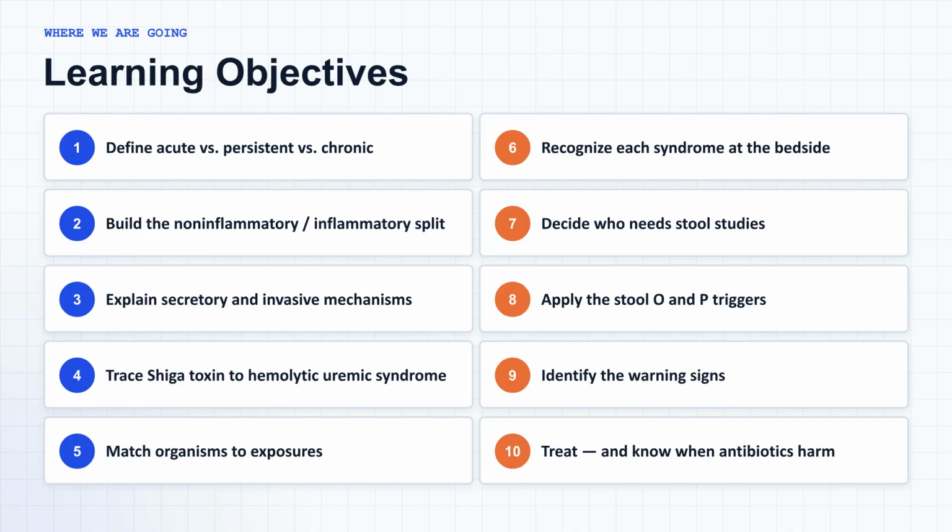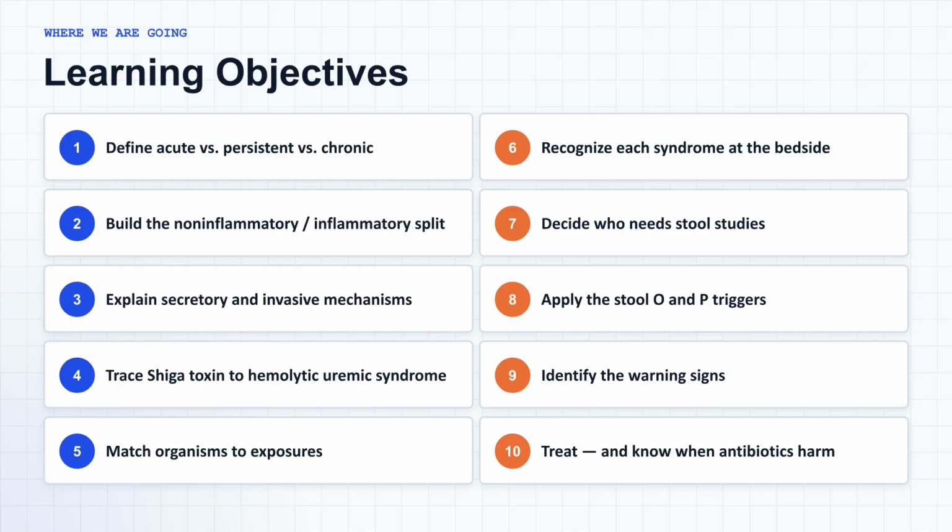Here is where we are going. First, define acute diarrhea and separate it from persistent and chronic disease. Second, build the non-inflammatory versus inflammatory framework and recognize each one at the bedside. Third, understand the mechanisms, how a toxin drives secretion and how invasion drives inflammation. Fourth, match the classic organisms to their exposure history. Fifth, decide who actually needs stool studies. Sixth, recognize the warning signs that change your plan. And seventh, treat correctly, including the situations where antibiotics help and the one situation where they cause real harm.